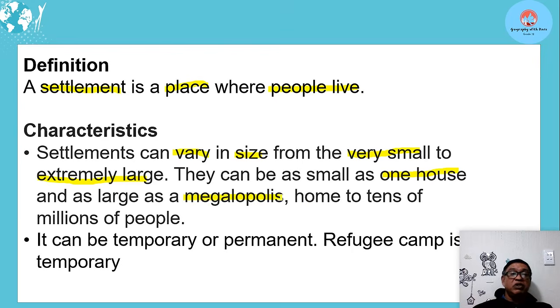We'll come across this concept later on when I'm doing the integration between your urban hierarchy concepts and your classification of settlements, etc. Now that of course is huge. It can be temporary or permanent. Now, a refugee camp is considered temporary. Okay, so we've got a fairly good description of what is a settlement.